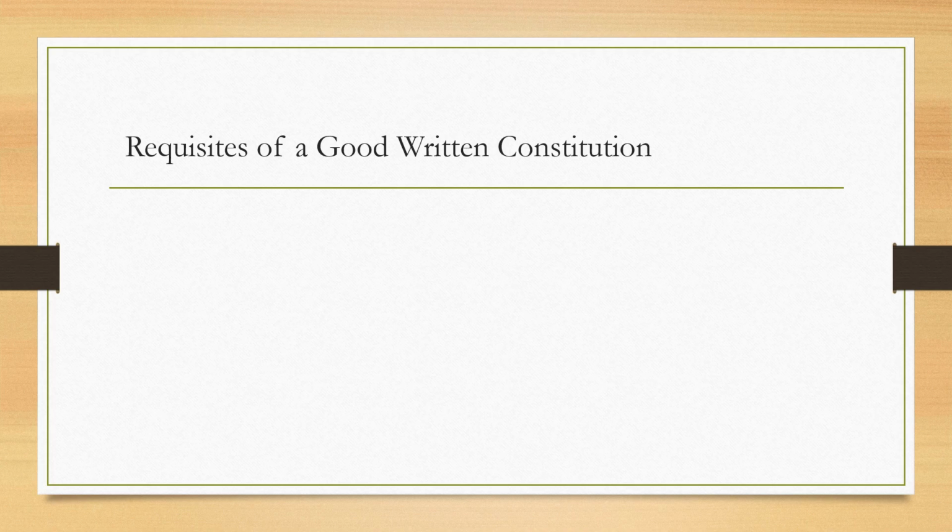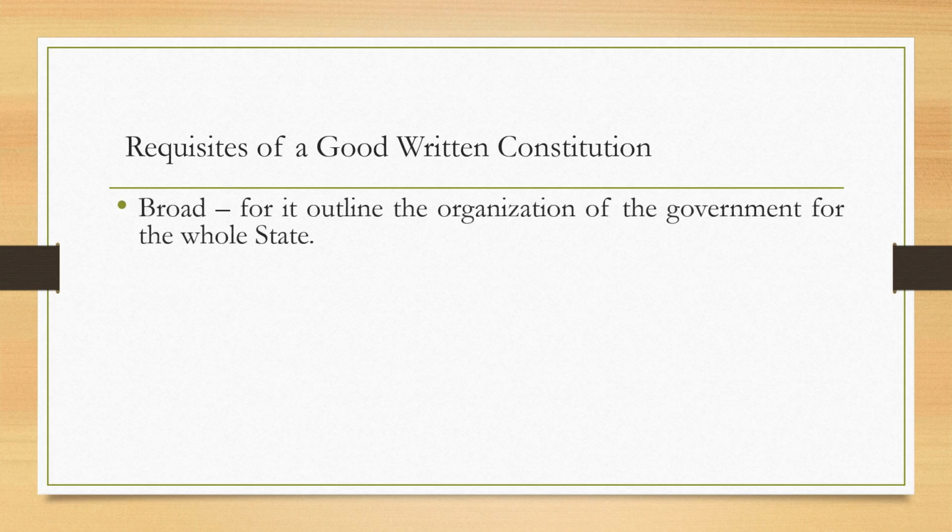What are the requisites of a good written constitution? So one, it should be broad, for it outlines the organization of the government for the whole state. It should not be for the present time only, but it must also look up to the time that it will operate, up to the time that it is not changed, not altered. So that's why it is broad, that it has to include things which are not available at the present time.